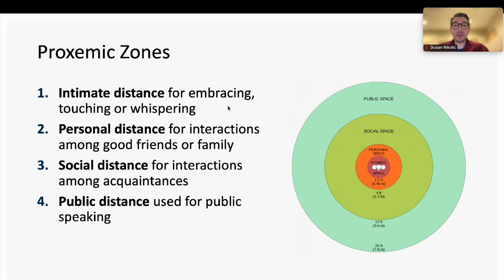Intimate zone or intimate distance is for embracing, touching, or whispering. Personal distance is for interactions among good friends or family. Social distance is for interactions among acquaintances, usually in class we have social distance. Public distance is used for public speaking, right? When there is a huge auditorium, there is a speaker there.